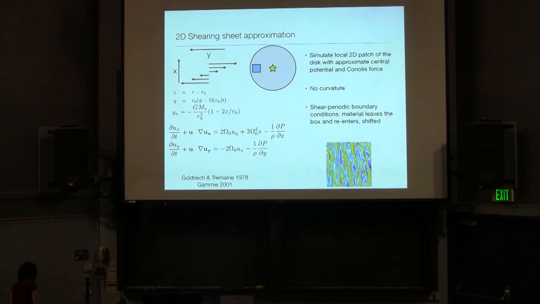This is a very powerful technique. It was used by Charles Gammie to simulate gravitational instability in 2D. It's also been used for MRI.